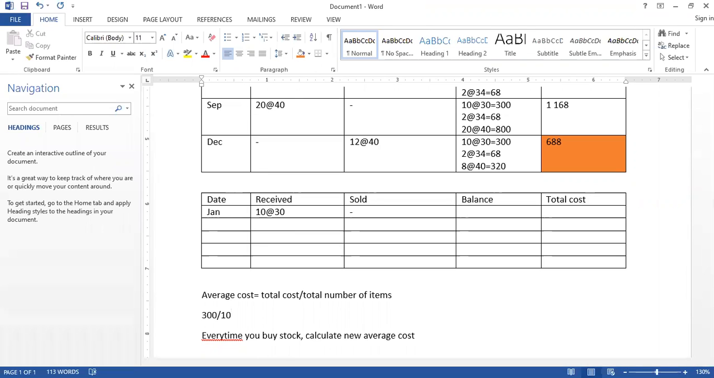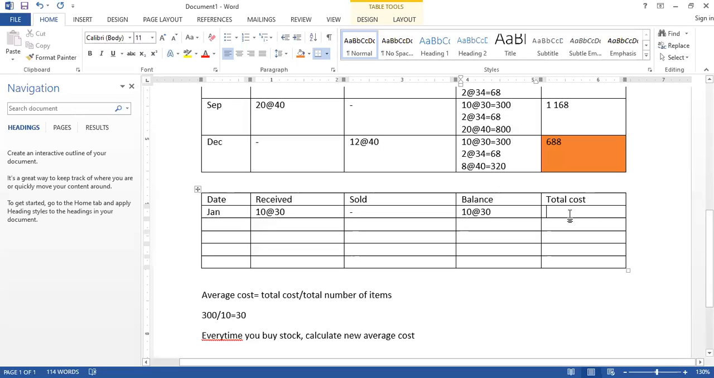So what will be our average cost? In this case, it's 30. Now in the first transaction, the average cost is 30 because those are the only items that you have. So we'll have our balance of 10 items at the price of 30. So our total will be 300.